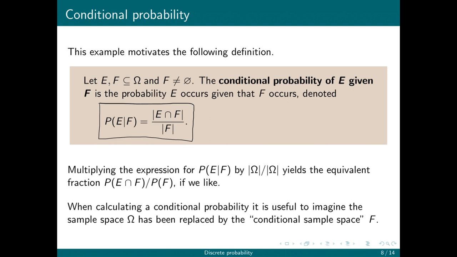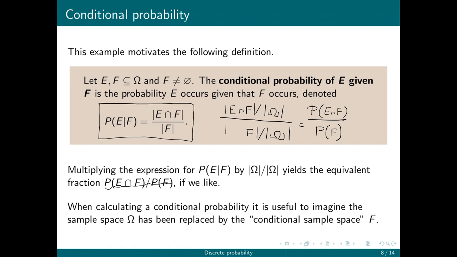All right, well, we can take that expression and we can divide both the numerator and the denominator by omega if we want, right? There's nothing wrong with that. As long as our universe is non-empty, we can divide by it on both the numerator and the denominator. And when we do that, that gives us the probability of E and F divided by the probability of F. So that's another way that we can write this conditional probability.